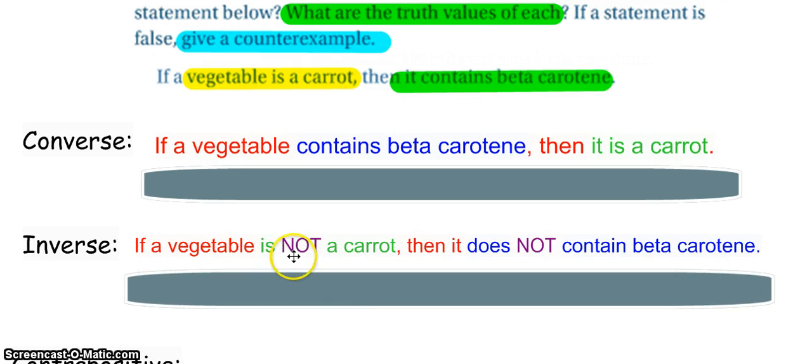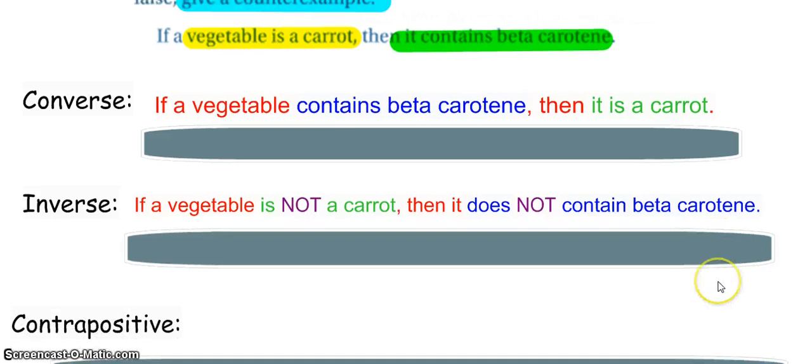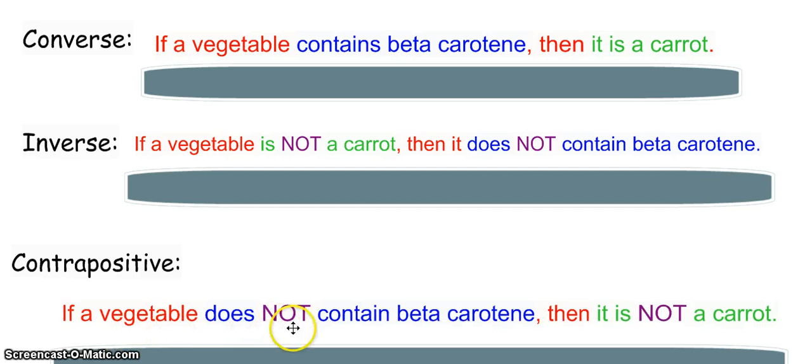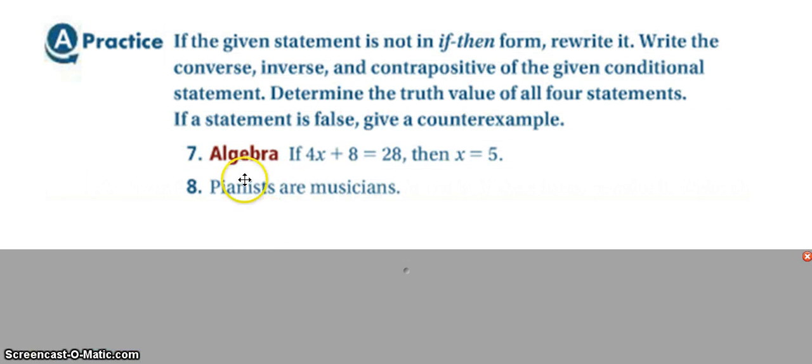So if a vegetable is not a carrot, then it does not contain beta-carotene. And then the contrapositive is the inverse of the converse. So you take the converse and negate both of these statements. So if a vegetable does not contain beta-carotene, then it is not a carrot. So I actually like this in the algebraic form better.